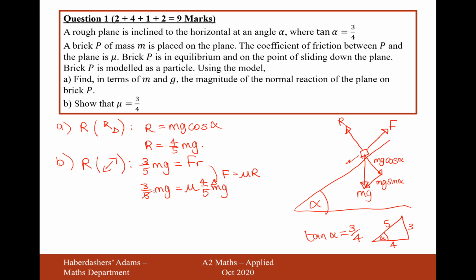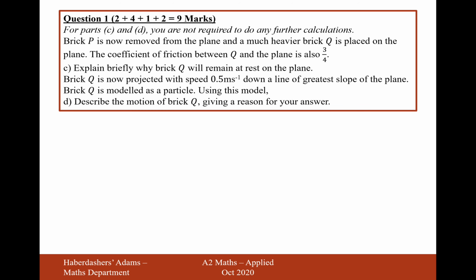So now let's cancel out the 5's on both sides, cancel out the m's on both sides, cancel out the g's on both sides, and divide both sides by 4. That's going to give us 3/4 equals mu. So there we are, that's the answer for part B. Moving on to parts C and D now. It says here for parts C and D you are not required to do any further calculations.